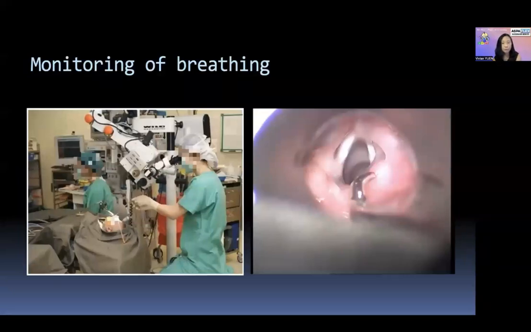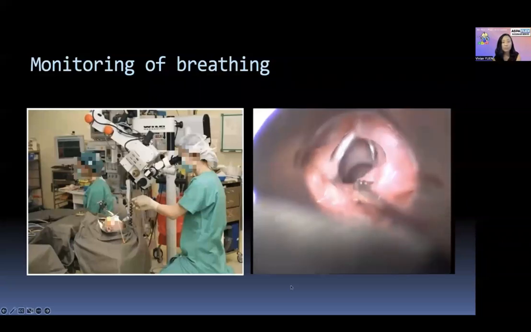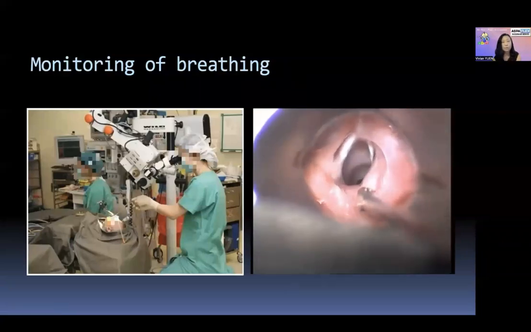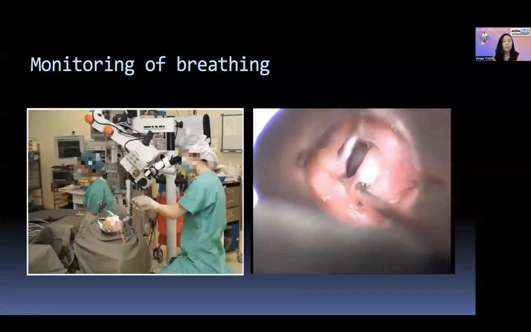And during the procedure, we do not have capnography. How do we monitor patients' breathing? One easy way would be to look at the surgical field, because you will appreciate the patient's breathing effort by observing movement of the vocal cord.